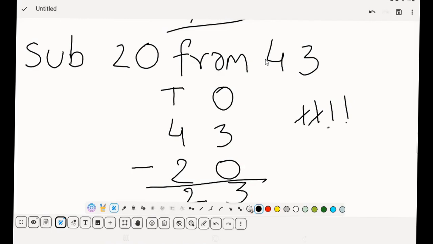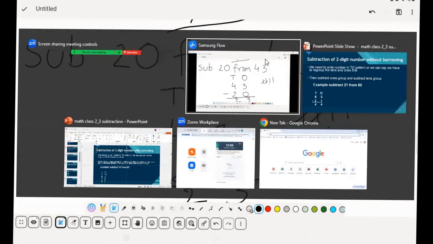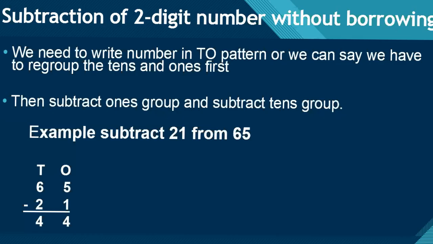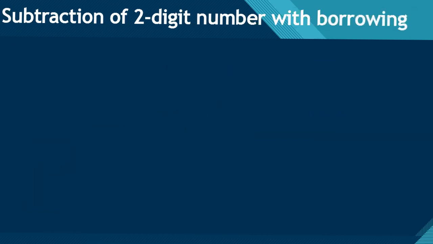So move to the next topic. The next topic is subtraction of two-digit numbers with borrowing. Now there is a concept of borrowing. What do you mean by borrow? Borrow means you have to take something from the other. Okay, that is the borrowing. So how will you do this in subtraction?